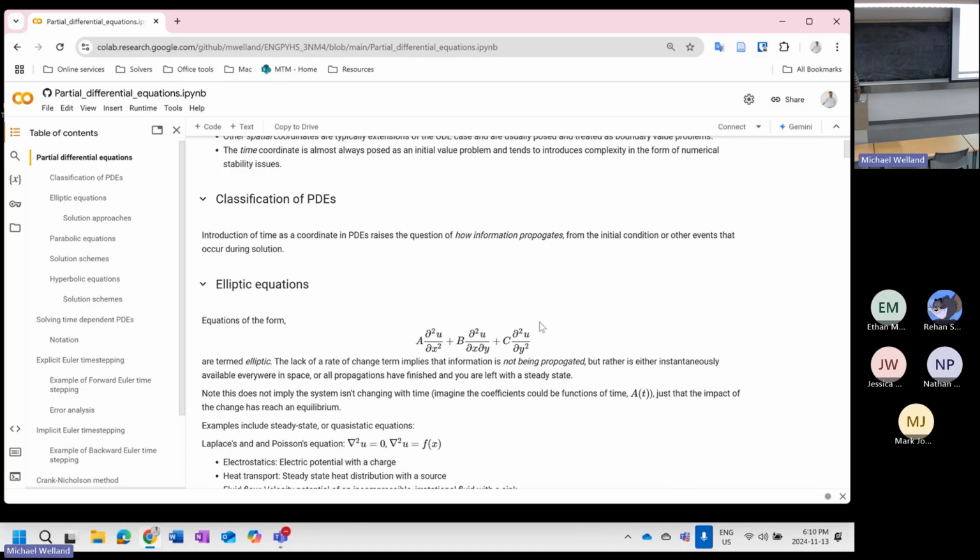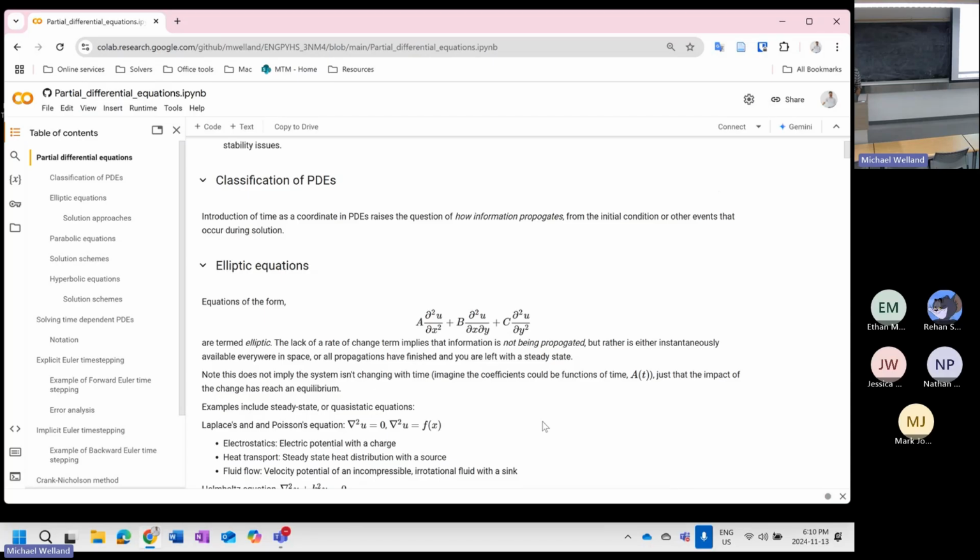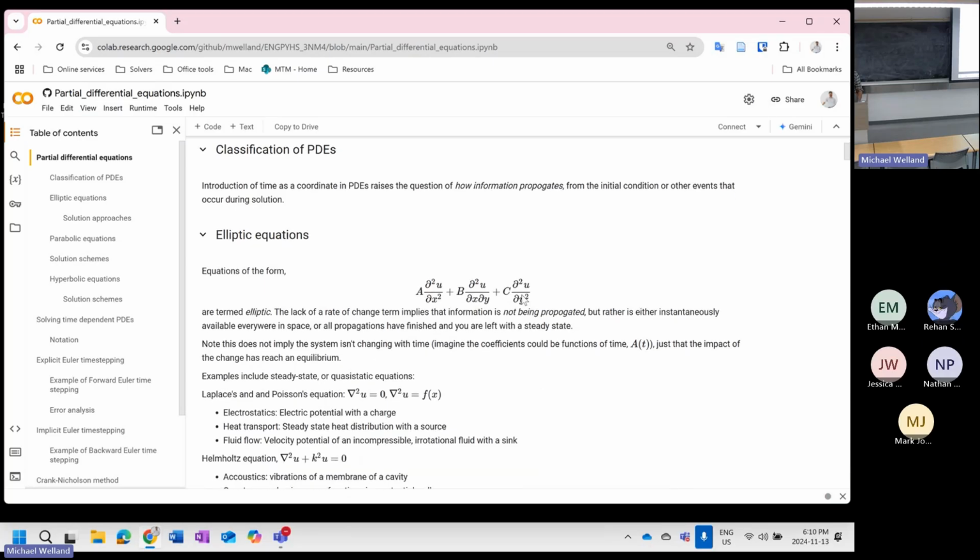It's all about how information propagates in your system. So elliptic equations are ones that don't have time as a differential form. Right? So what that means is that you have only spatial dependence. It means that the information is not being propagated. In other words, all of your propagations, all of your ripples in your pond have dissipated and you are now at a steady state.